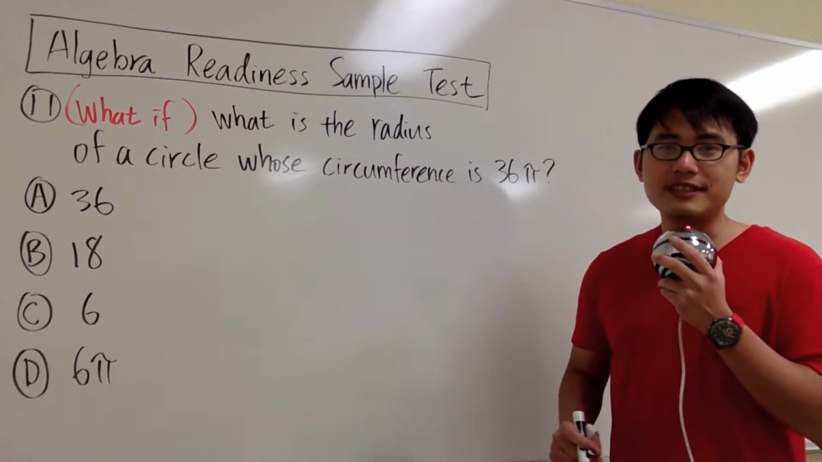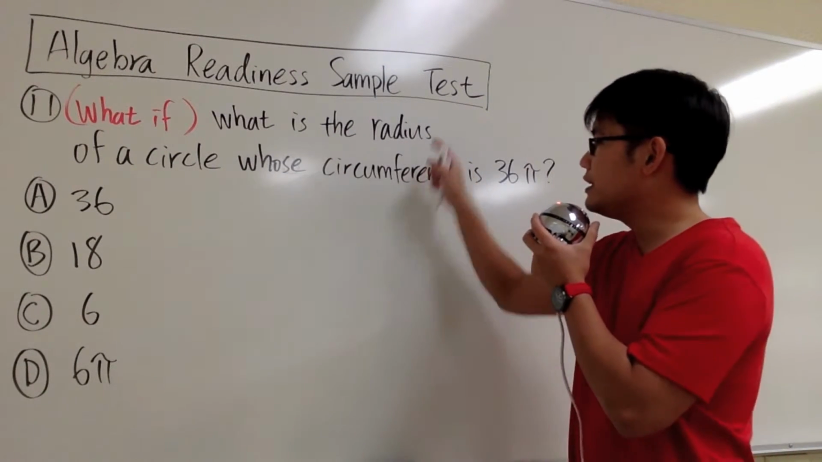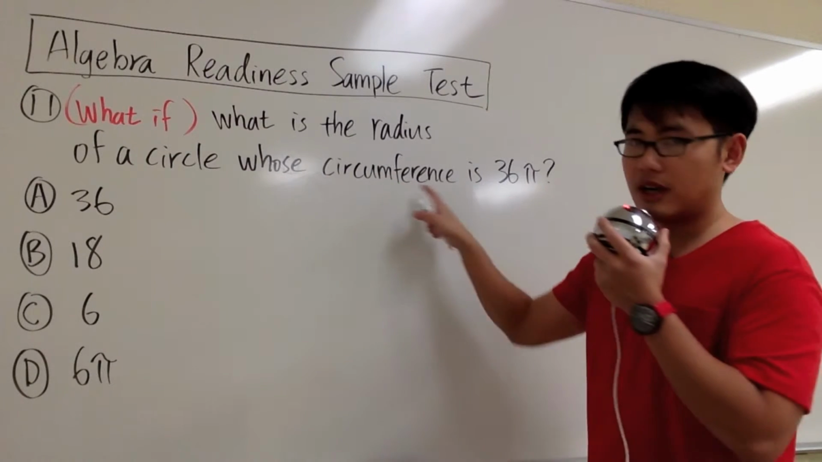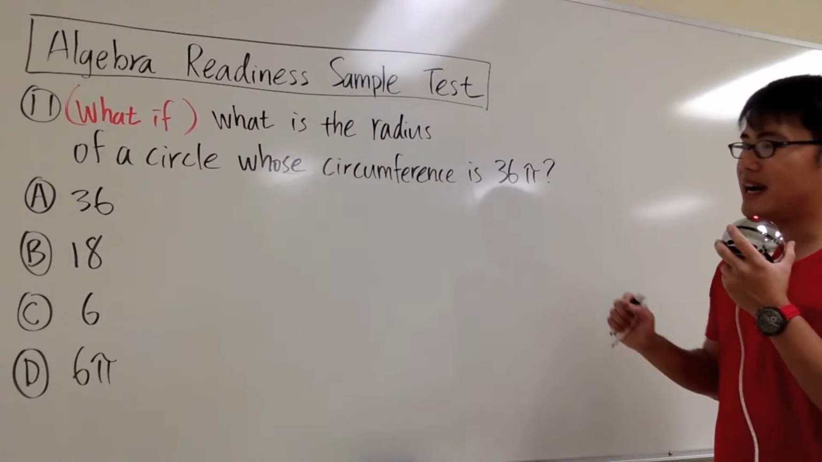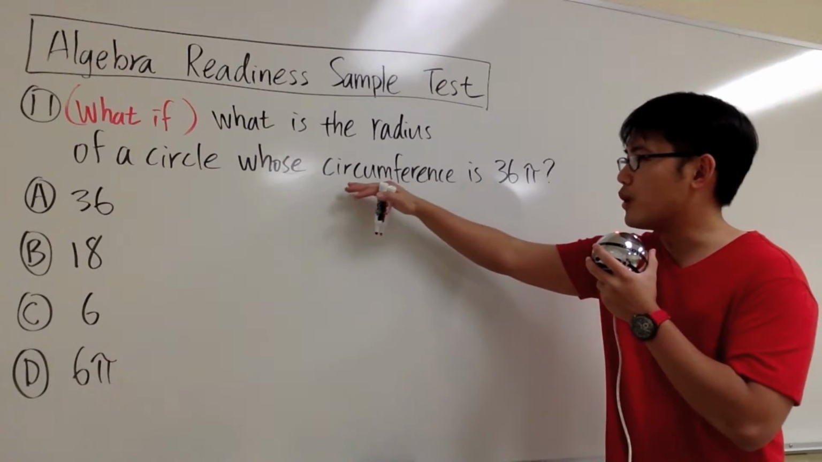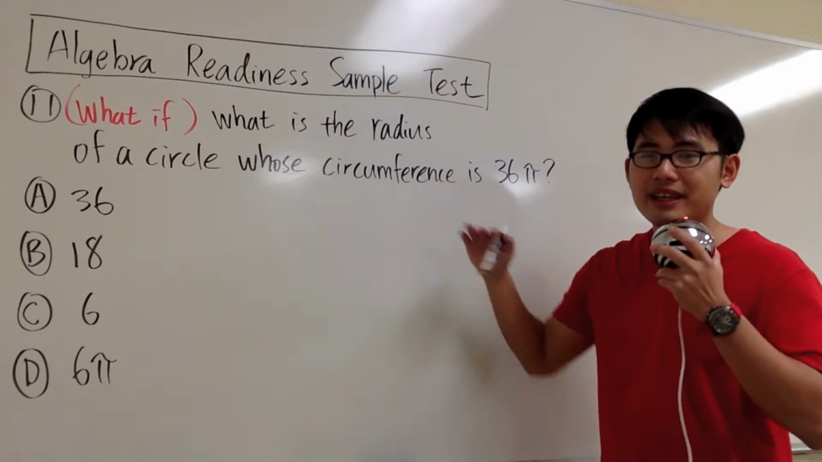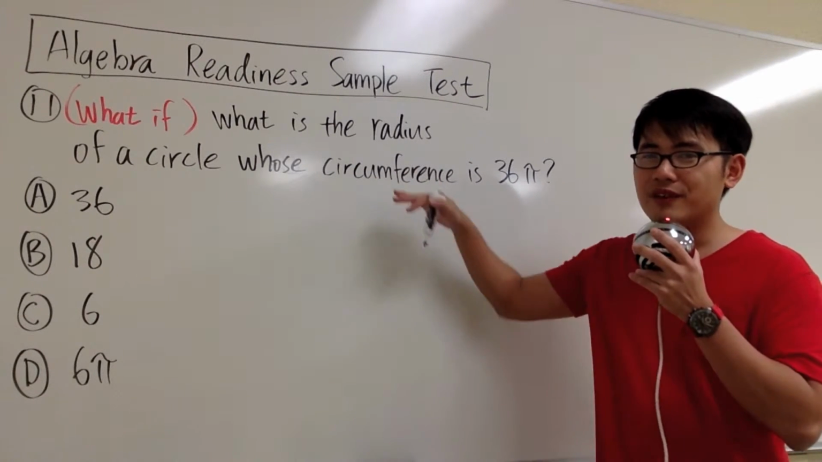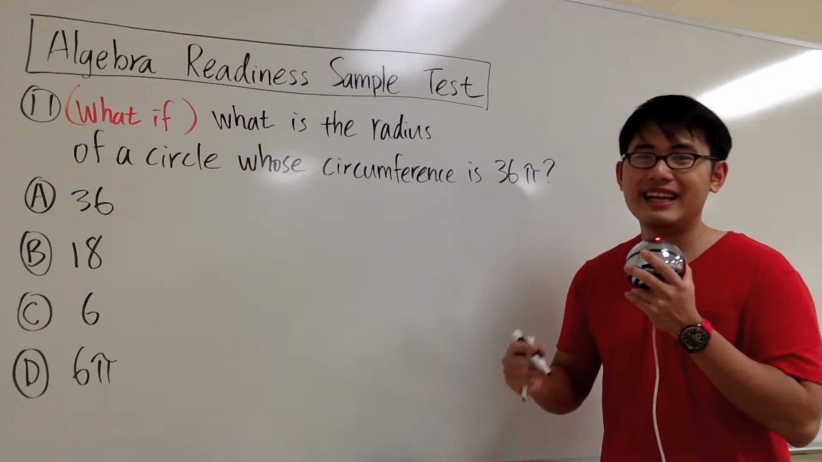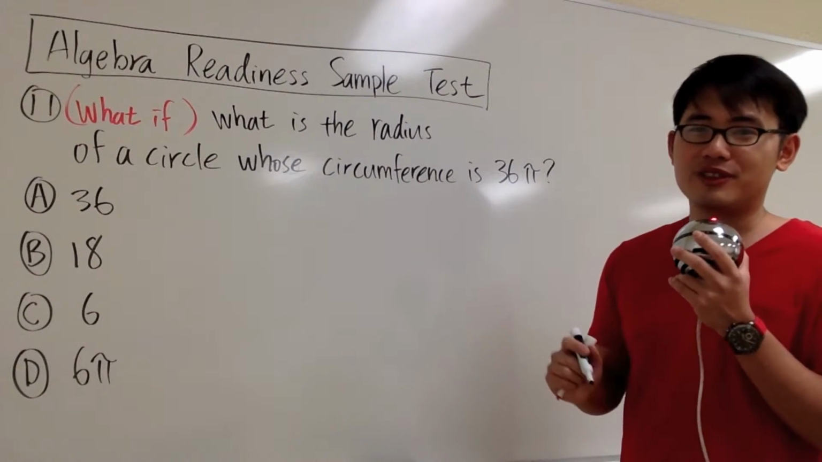Okay, what if the question is asking us this? What is the radius of a circle whose circumference is 36 pi? You see how we changed the word area to circumference. Here we have to use the formula for the circumference of the circle instead. And let me demonstrate that by drawing a picture first.